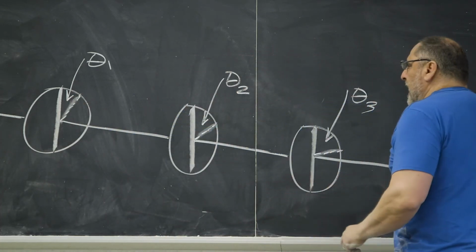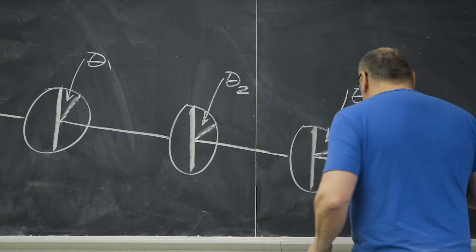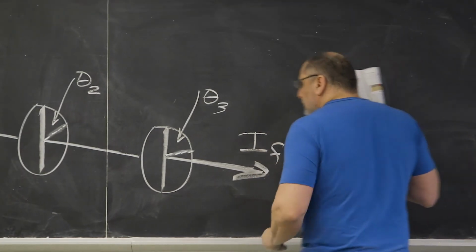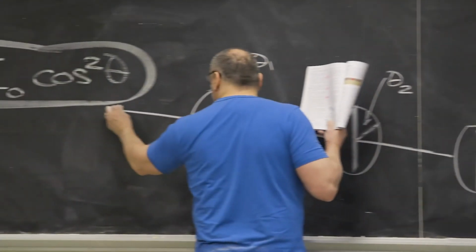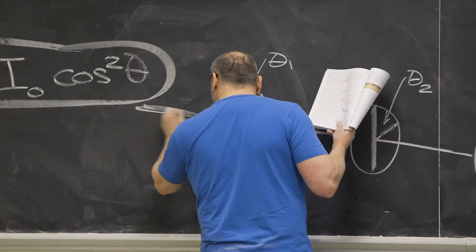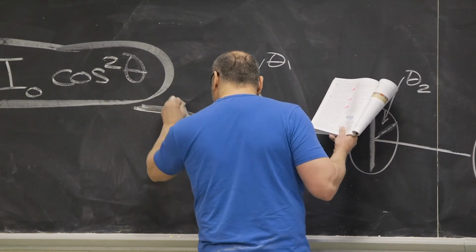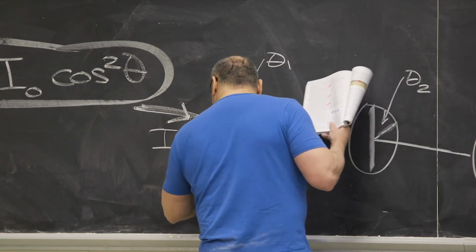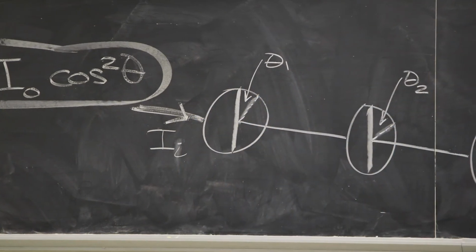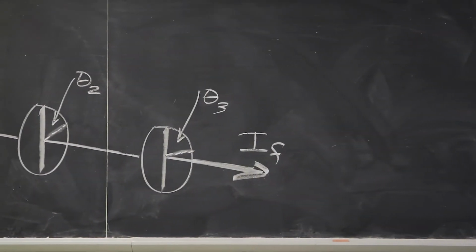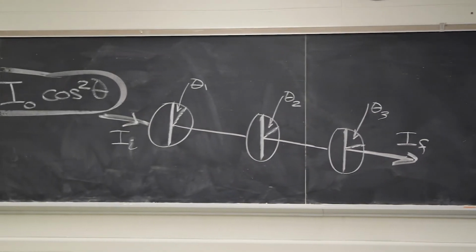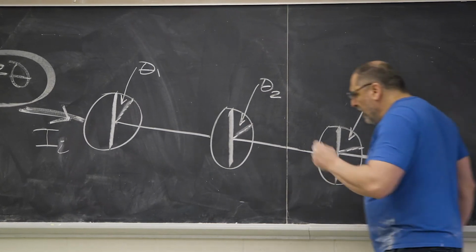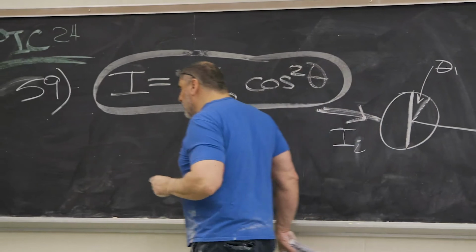So everybody's off center a bit, and you know, there's something coming in. There's something going to come out. It's going to be IF coming out, and you got II coming in. They want you to know the IF. So, a lot of ways to go. Repeated application of Malus's law will actually get you there.